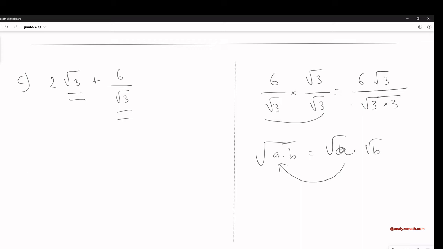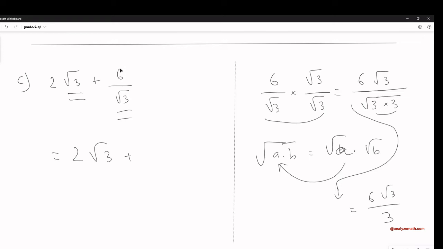Now let's go here. And this can be simplified as 6 square root of 3. Now 3 times 3, it's 3 power 2, which is a perfect square. And that gives me 3. So let's go back to our expression and substitute.